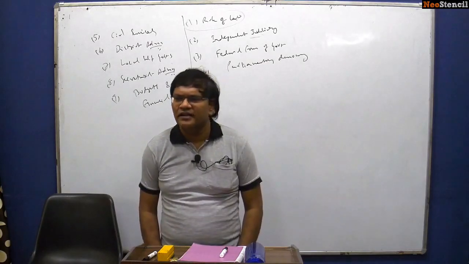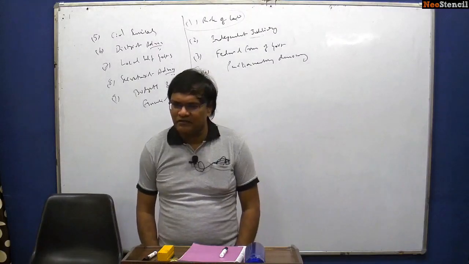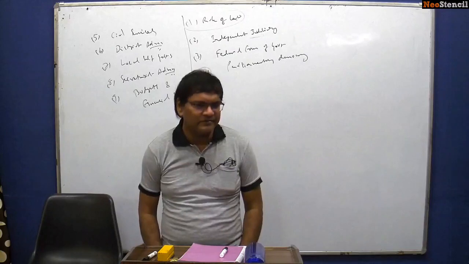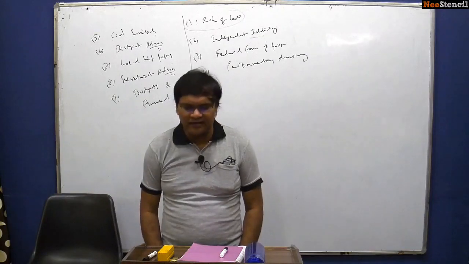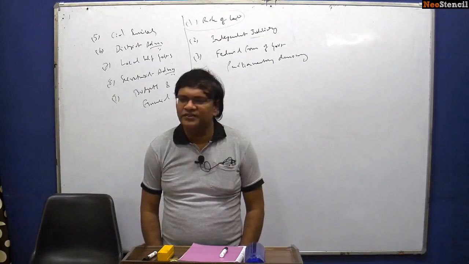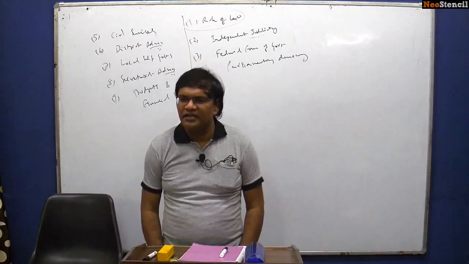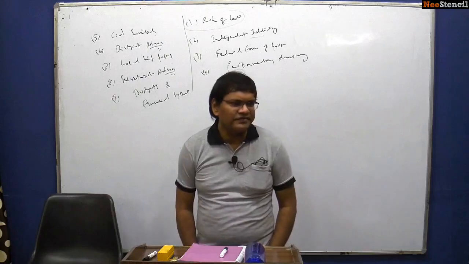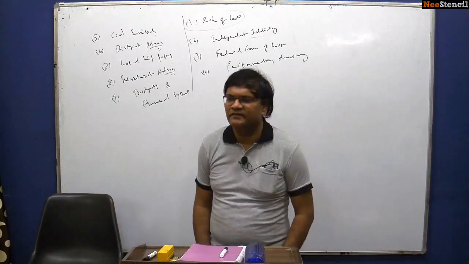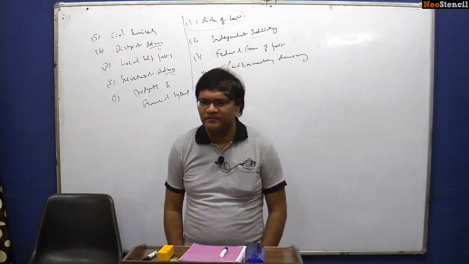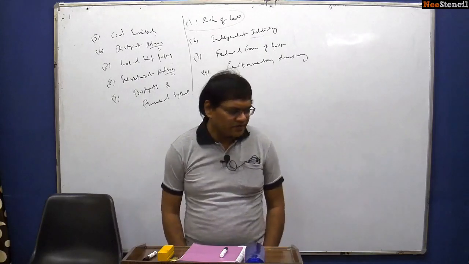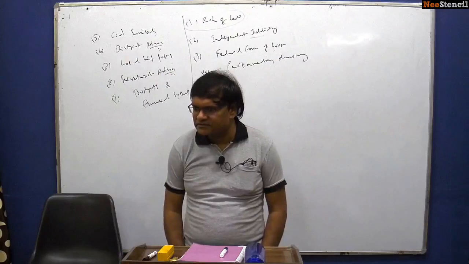The king had all these powers. What are the powers? The king had legislative powers, executive powers, as well as judicial powers. That is what we call dictatorship. In dictatorship, all the powers are concentrated in the hands of one single person.